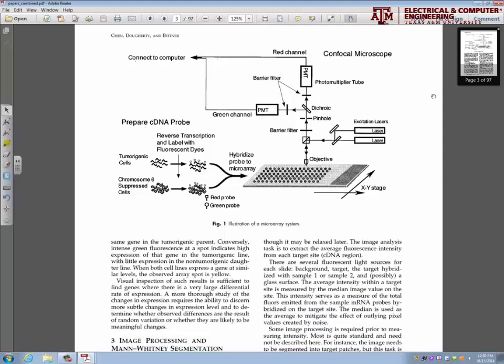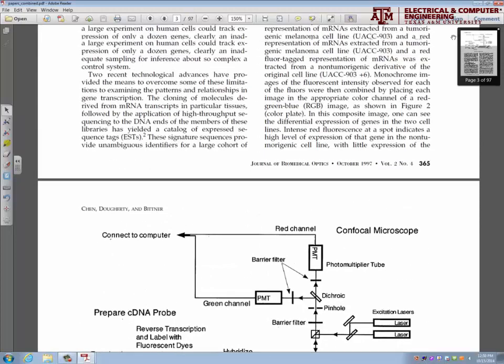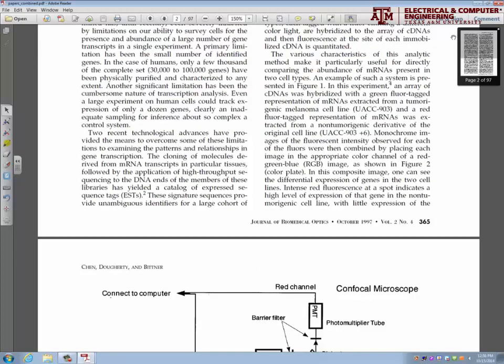So here, towards the end, they'll say that in this composite image, one can see the differential expression of genes in the 2 cell lines.